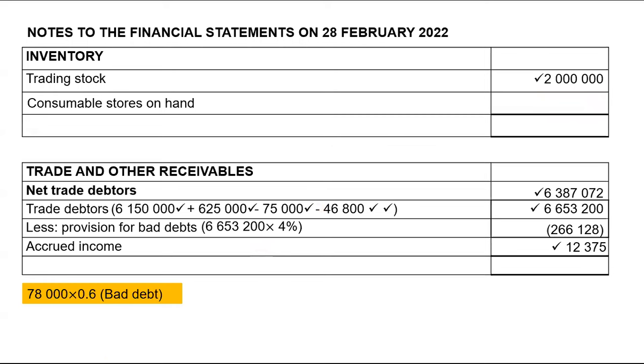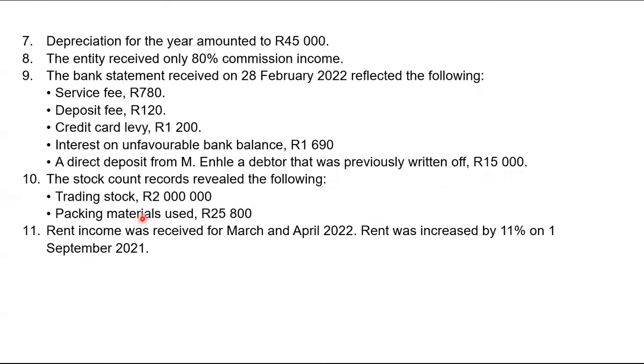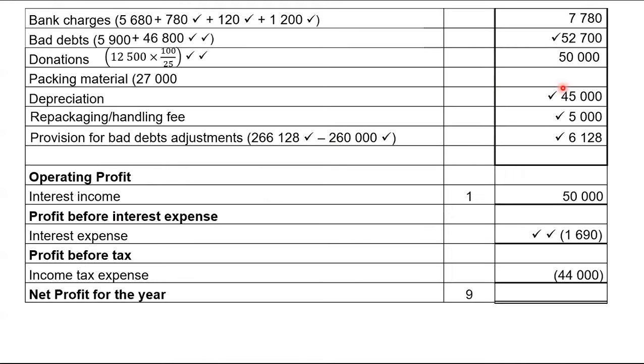Then here they say that we've got packing materials used. Packing materials used are your expense. So right here for packing material, I'm going to put the one that was used, guys, which will be 25,800. And then from this 27, I'm going to subtract the one that was not used. So the difference between this and that is what was not used. This is what was bought. This is what was used. And then you minus what was not used. And the not used will be 1,200.